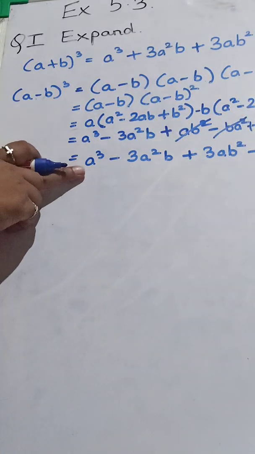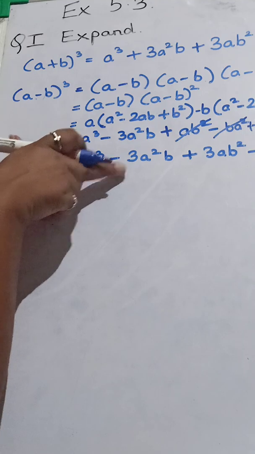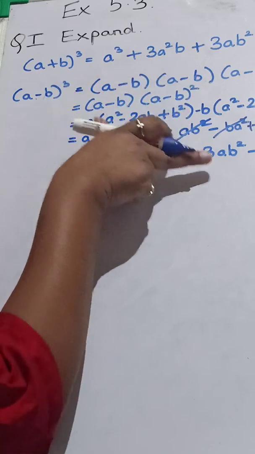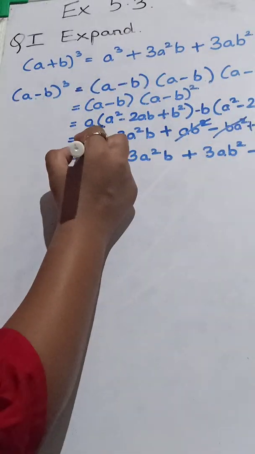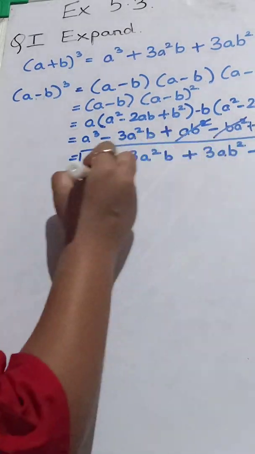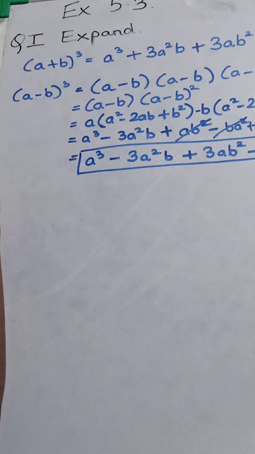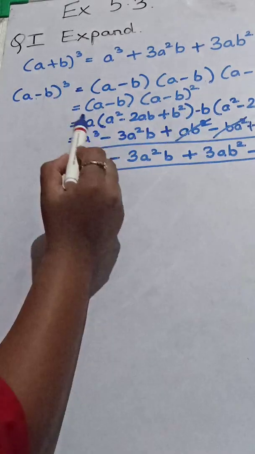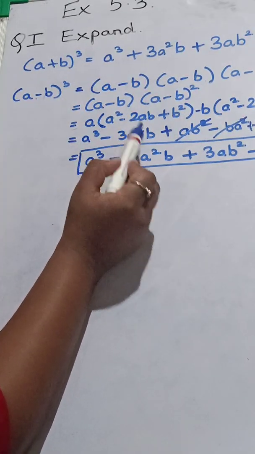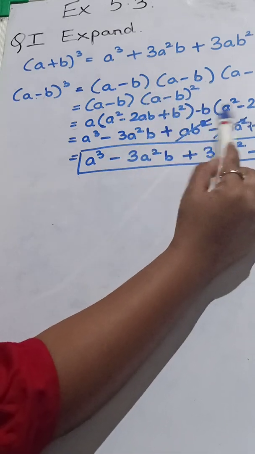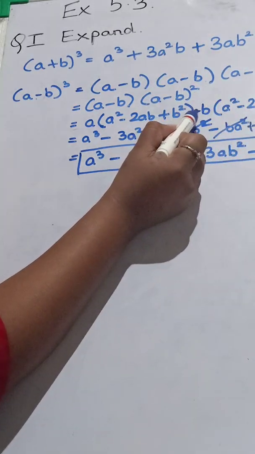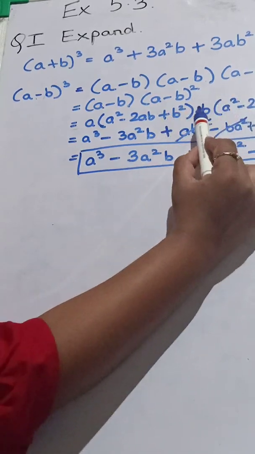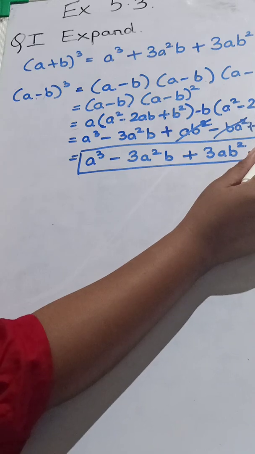So at last we get a cube minus 3a square b plus 3ab square minus b cube. This is the formula that we are going to use for all the sums in exercise 5.3. While multiplying we can write the sign as it is, but when we are multiplying this side we need to see this sign, that this is minus b here and this is plus. So minus minus gives us plus and minus plus gives us minus here.